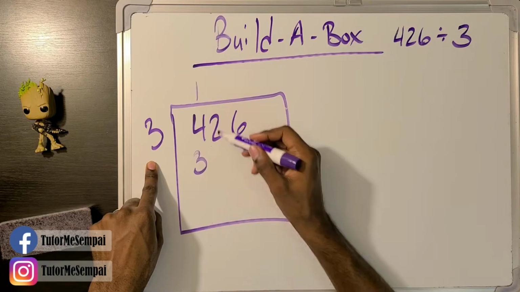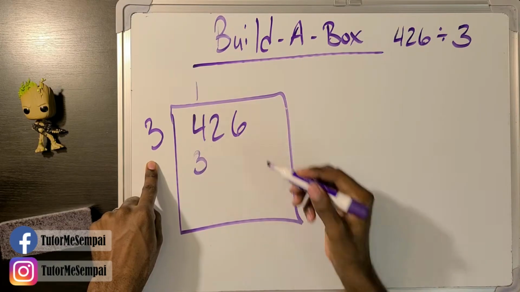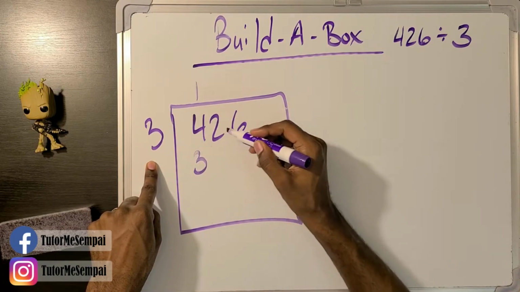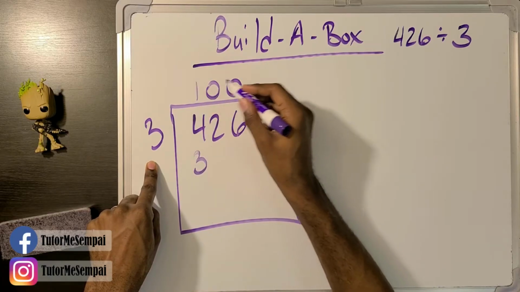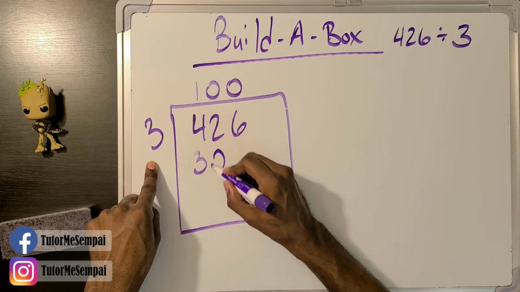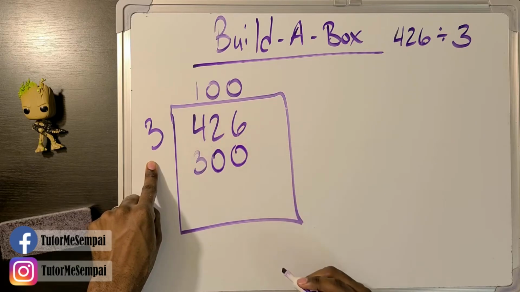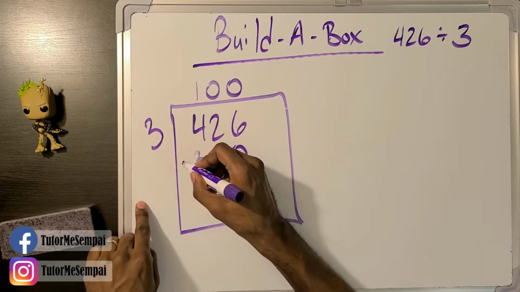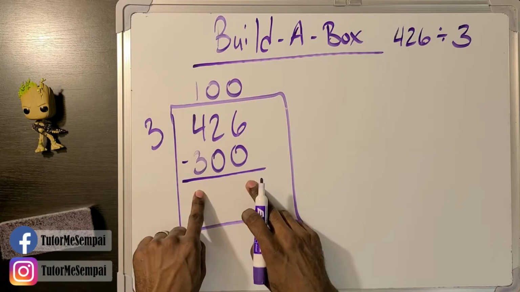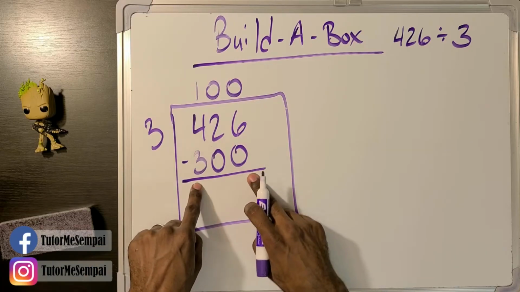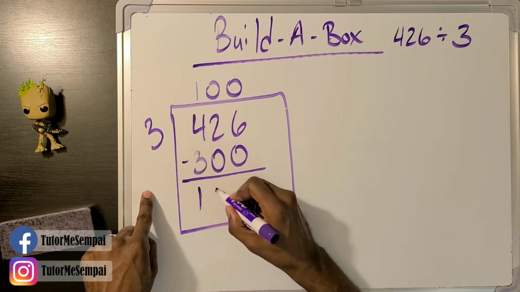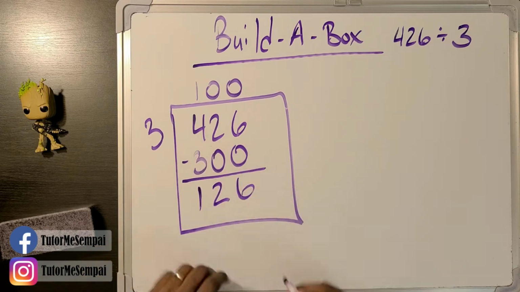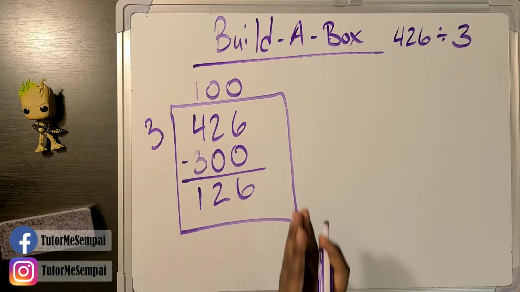However, we have a bunch of unused numbers here. So for every unused number, we're going to put a 0. And for every 0 we put here, we're going to put the same amount of zeros. Now that we have everything covered, we're going to subtract. What do you get when you subtract 300 from 426? Well, this is going to be 126.